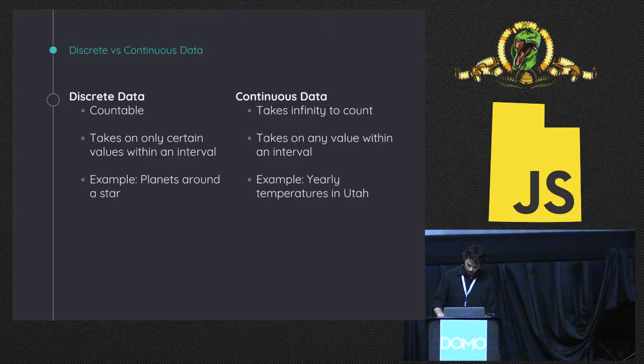Also, when choosing which chart type to use, consider which type of data you're using. Data can be discrete or continuous. Discrete data is the type of data that you can count, and a discrete variable has a limited number of values that it can take on, like the number of planets around a star. On the other hand, continuous data can take on infinite values, like temperatures. So let's look at some more bad graphs.